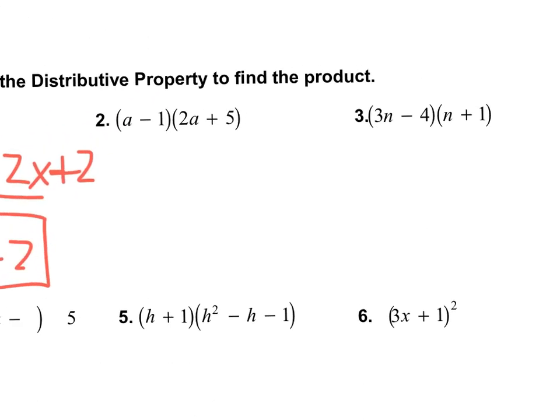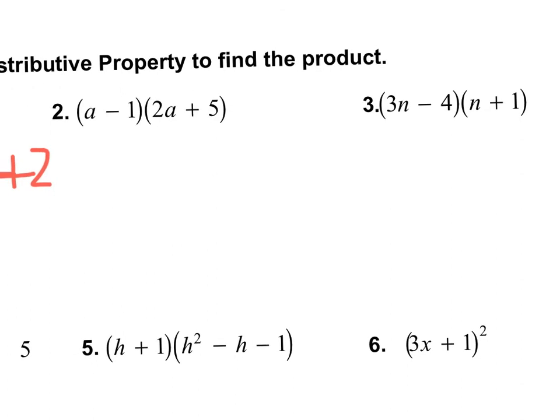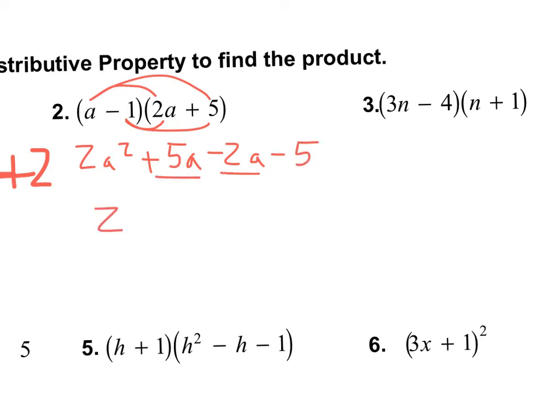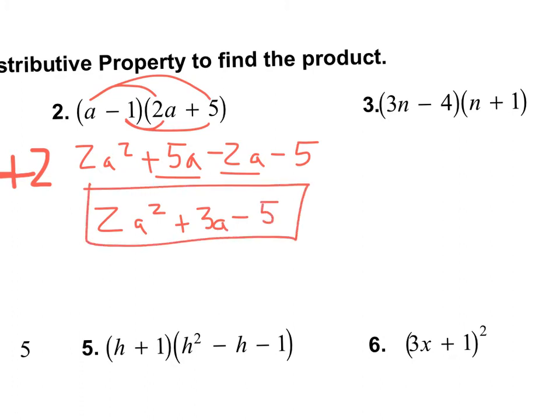Okay, so on problems 2 and 3, on number 2, I have a times 2a, that's 2a squared. A times 5 is plus 5a. Negative 1 times 2a is minus 2a, and negative 1 times 5 is minus 5. I combine my a's in the middle, so 2a squared, 5a minus 2a is plus 3a, and then bring down my minus 5 for my final answer. Remember, a's and a squareds don't mix.